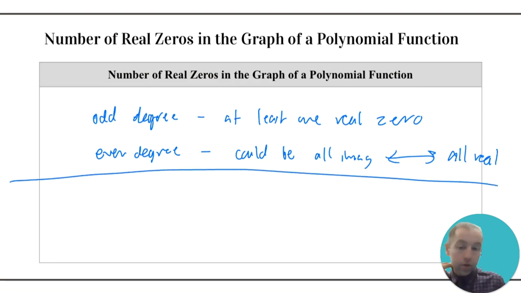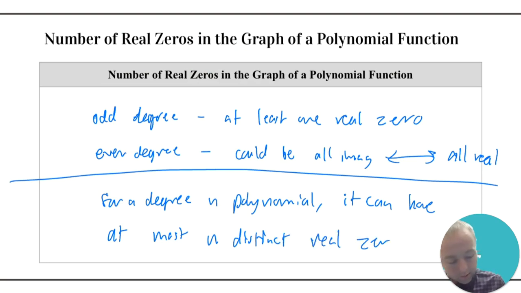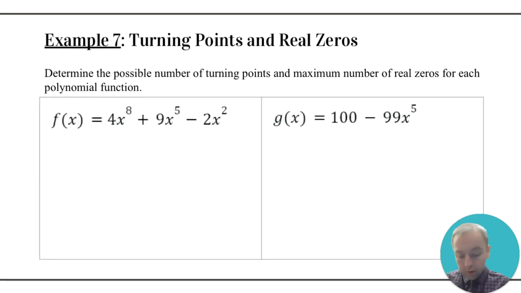And then just in general, for a degree n polynomial, it can have at most n different or distinct real zeros, right? So that's the maximum number of zeros. So if the highest exponent is n, then n is the number of distinct real zeros that it can have at a maximum. Okay?